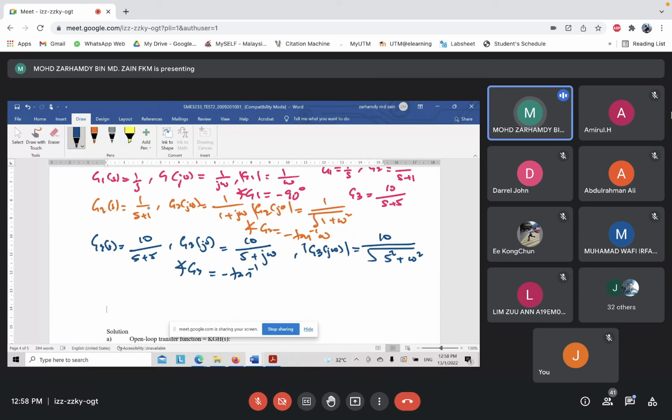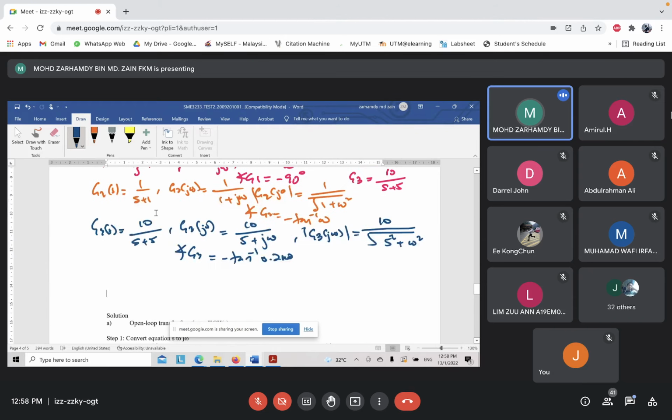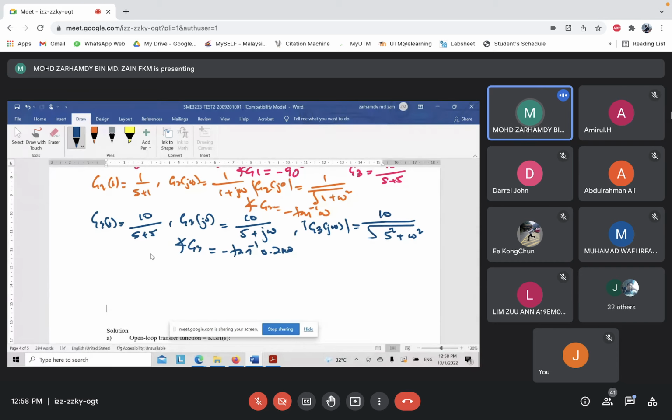And if we consider the phase of G3 is negative tangent inverse of T omega, our T is 0.2 omega. Kalau kita buat ni 2 omega lah. Kita pi multiply by 1 over 5, this 1 over 5 is 0.2. This 0.2 is T. Okay, so we have all this related on the system.